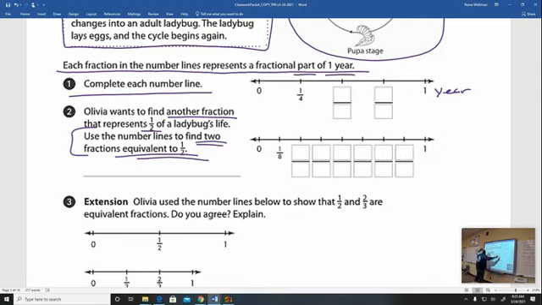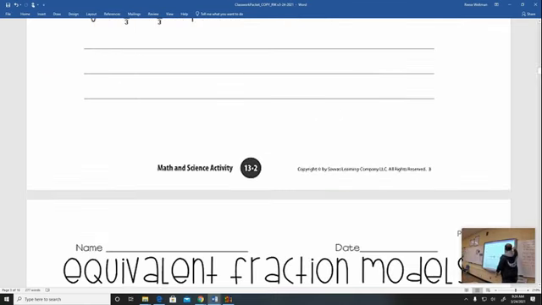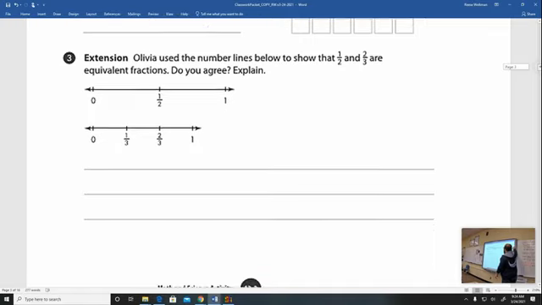So you're going to fill these in, just like you normally would. You guys are good at that. Then you're going to find 2 fractions that are equivalent to 1 half. Then, down here, it says, Olivia used the number lines below, that would be these 2, right, to show that 1 half and 2/3 are equivalent fractions. Do you agree? And then you need to explain.